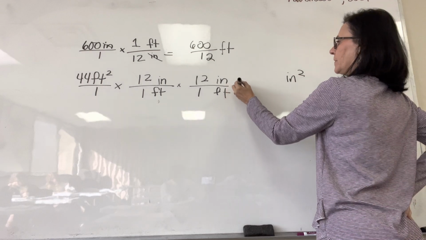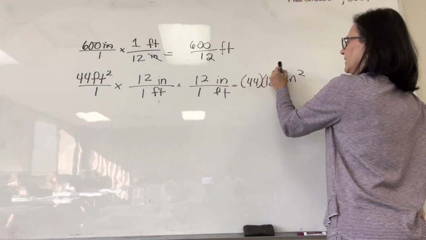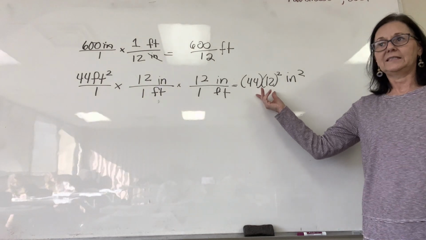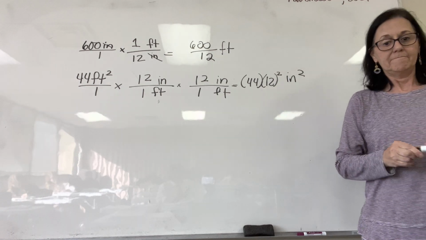You don't have to multiply these out. It's 44 times 12 squared. Or you could have written 12 again. You do not have to multiply these out. You're going to get big numbers. I'd rather just see this instead of big numbers. Okay?